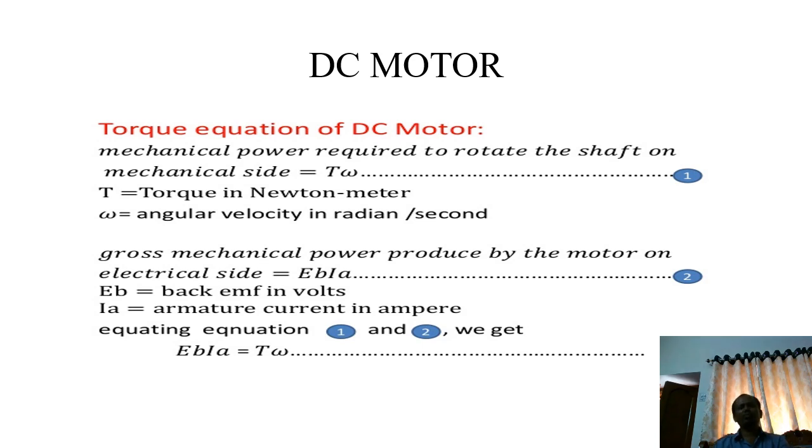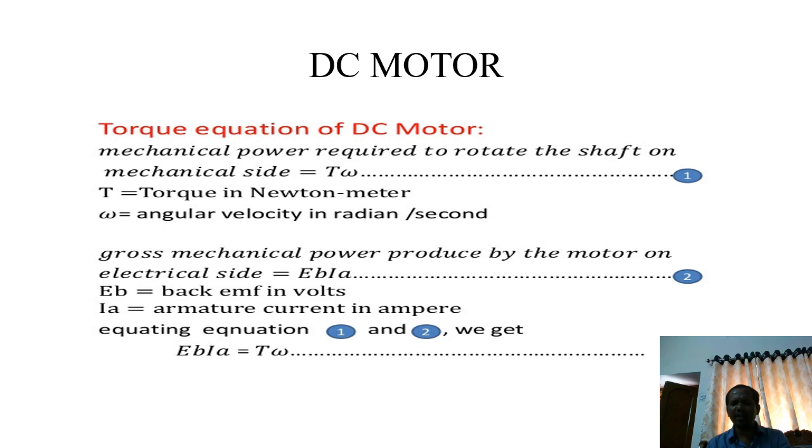Now we will get the torque equation in case of the DC motor. We know that the mechanical power Pm required to rotate the shaft on the mechanical side is T omega. When we consider the mechanical side, the output power is T omega in case of DC motors. T is torque in newton meters. Omega is angular velocity in radians per second.